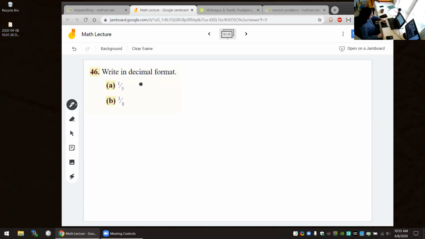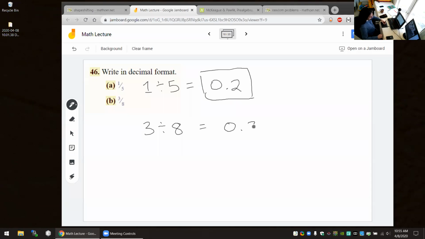So if I have 1 divided by 5, put that in my calculator, do a long division if I really wanted to, and I could get 0.2. 3 divided by 8. So that one's even friendlier. Don't have to worry about reducing things then.